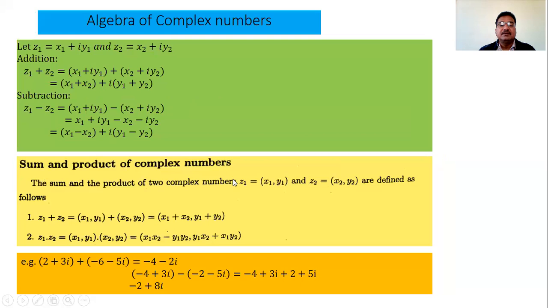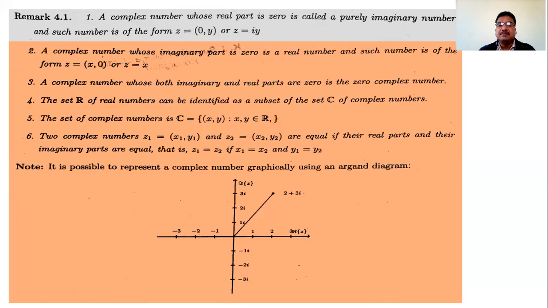If we observe the Argand diagram, if the number lies in the first quadrant, then x and y, that is the real part and imaginary part, are both positive. When the number lies in the second quadrant, then x is negative and y is positive. If the number lies in the third quadrant, then the real part and imaginary part are both negative. And if the number lies in the fourth quadrant, then the real part is greater than 0 and the imaginary part is less than 0.